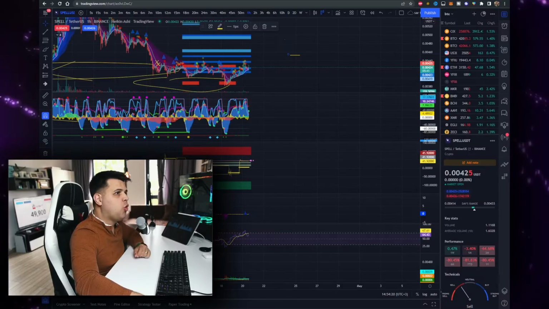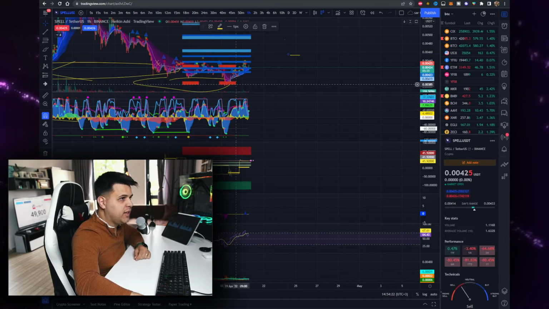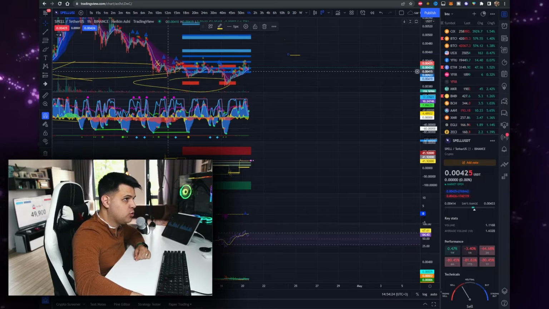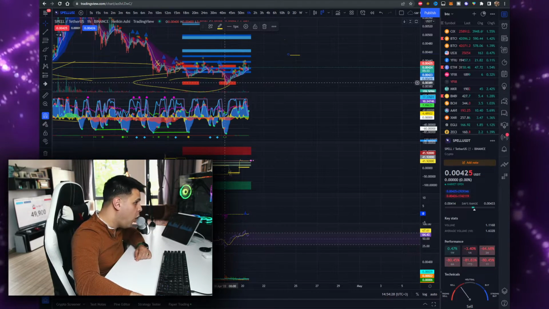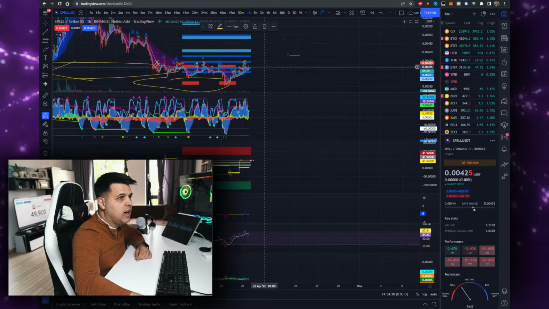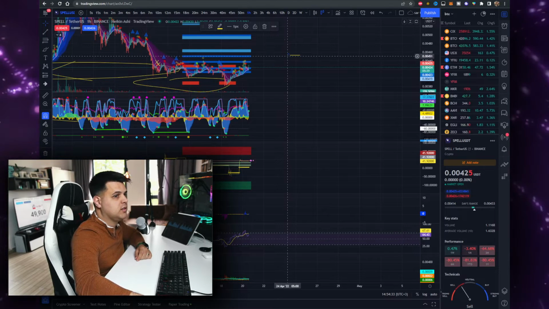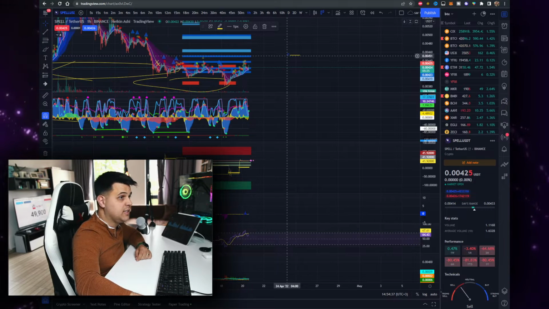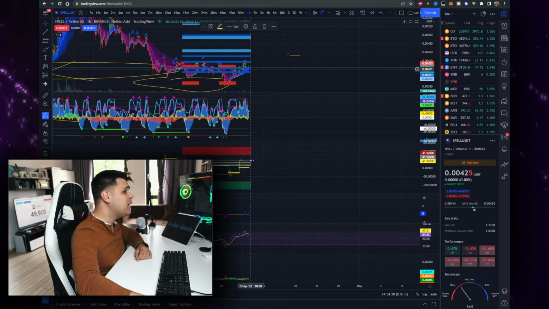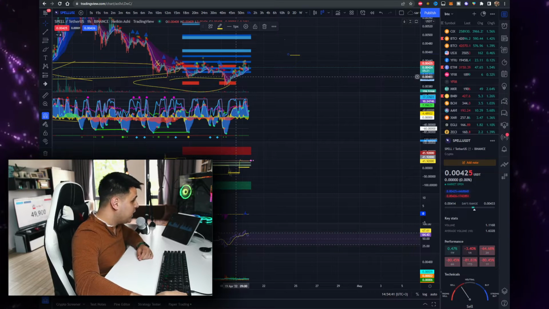We did it, boys. Congratulations to everyone that has been holding Spell Token. We managed to hold the support area. Yes, we touched it perfectly. I had two short targets here and here. We did touch them, and now we are holding above those to my first resistance and first profit target of 450. Yes, it's 420. We just passed 420 on 420 on the 20th of April.